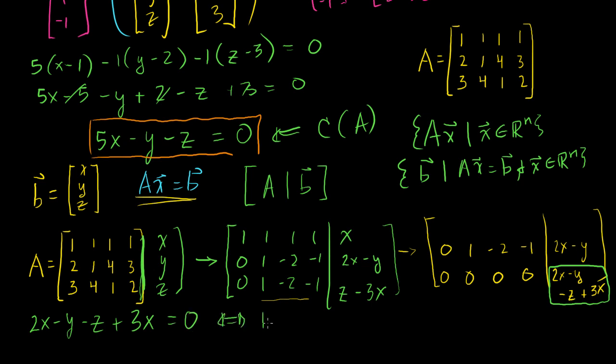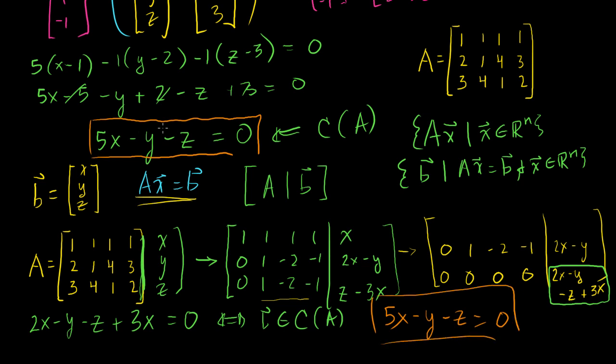In order for b to be a member of the column space of A. In order for it to be a valid vector that Ax, or the product A times x, can become for some x. So what is this equal to? If we add the 2x plus the 3x, I get 5x minus y minus z is equal to 0, which is the exact same outcome we got when we figured out the basis vectors.